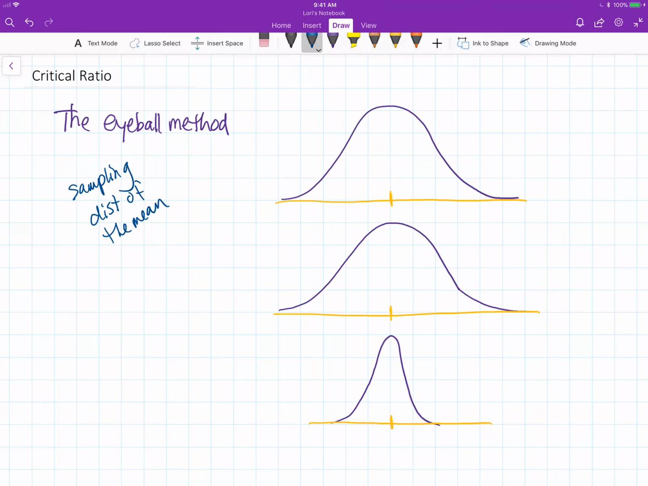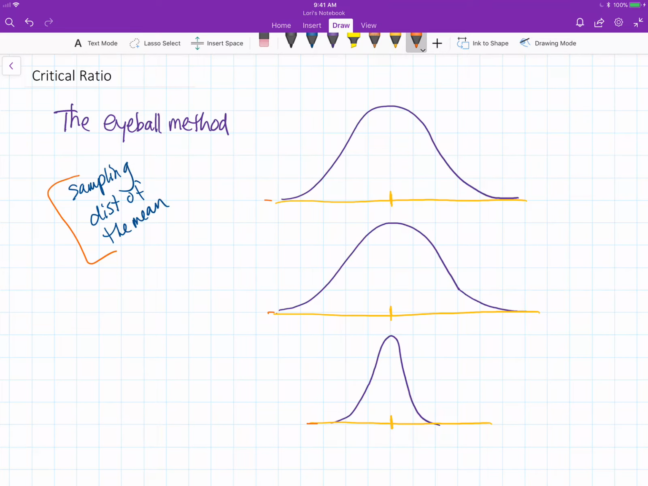And what I'd like to start with is what I call the eyeball method. And I think the eye does a pretty good job of really understanding hypothesis testing. With the eyeball method, we don't get specific numbers, but we can see sort of the gist of what we're trying to evaluate. So what I want you to imagine is that we have these three sampling distributions of the mean, all three of these over here, 1, 2, 3.